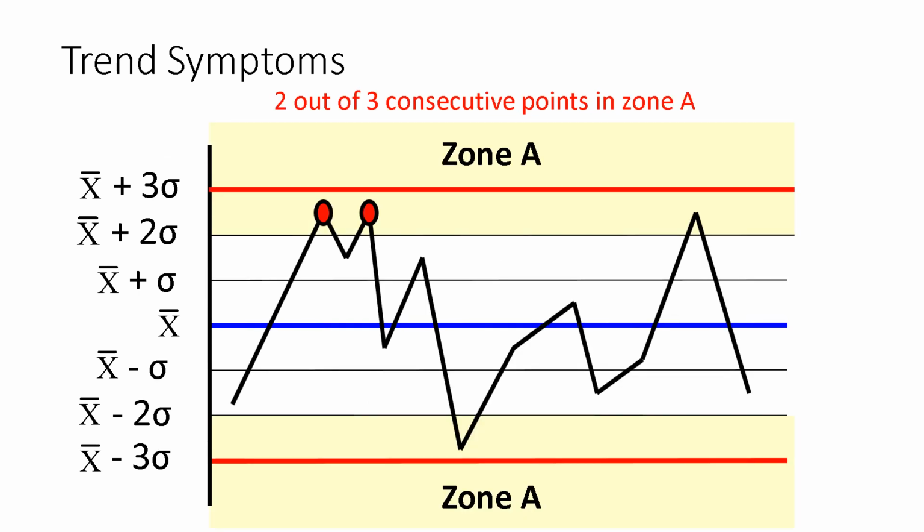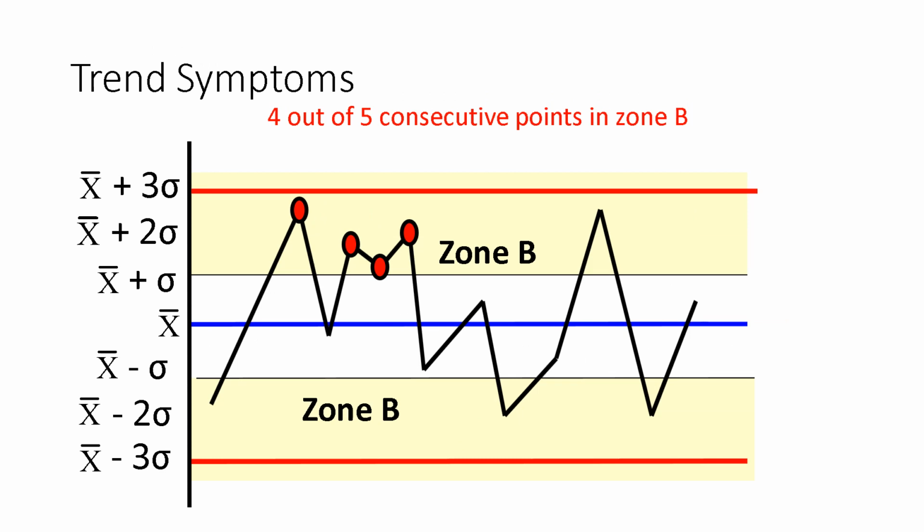We define zone A as the area 2 sigmas beyond the center line. 2 out of 3 consecutive values in zone A is an indication of out of control. Zone B is the area 1 sigma beyond the center line. 4 out of 5 consecutive values in zone B is an indication of out of control.